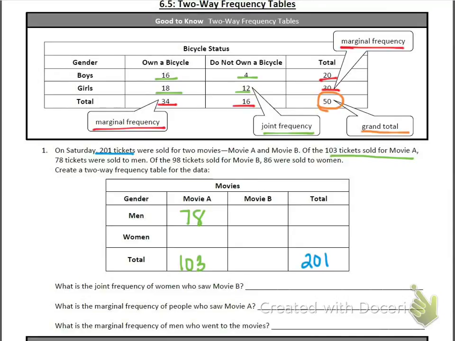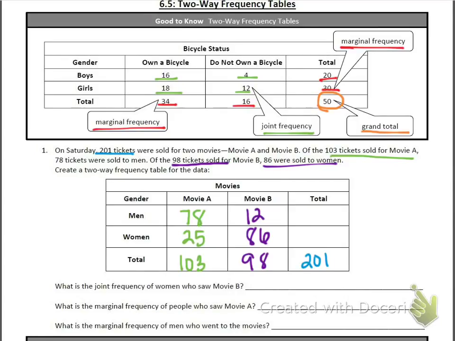Of the 98 tickets sold for movie B, 86 were sold to women. So 86 is going to go here. And then I want you to finish the table. So let's look at movie A. If there were 103 tickets sold and 78 of those were to men, how many women saw movie A? 25. Good. Okay. And then how many men saw movie B? 12, right? Okay.